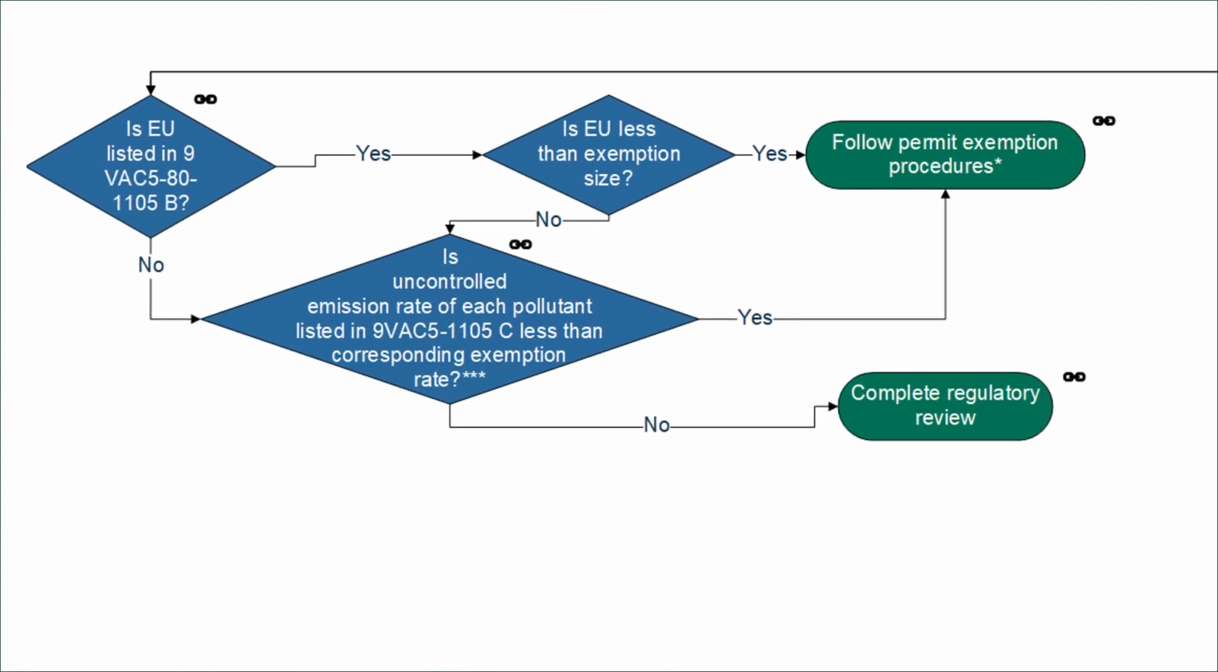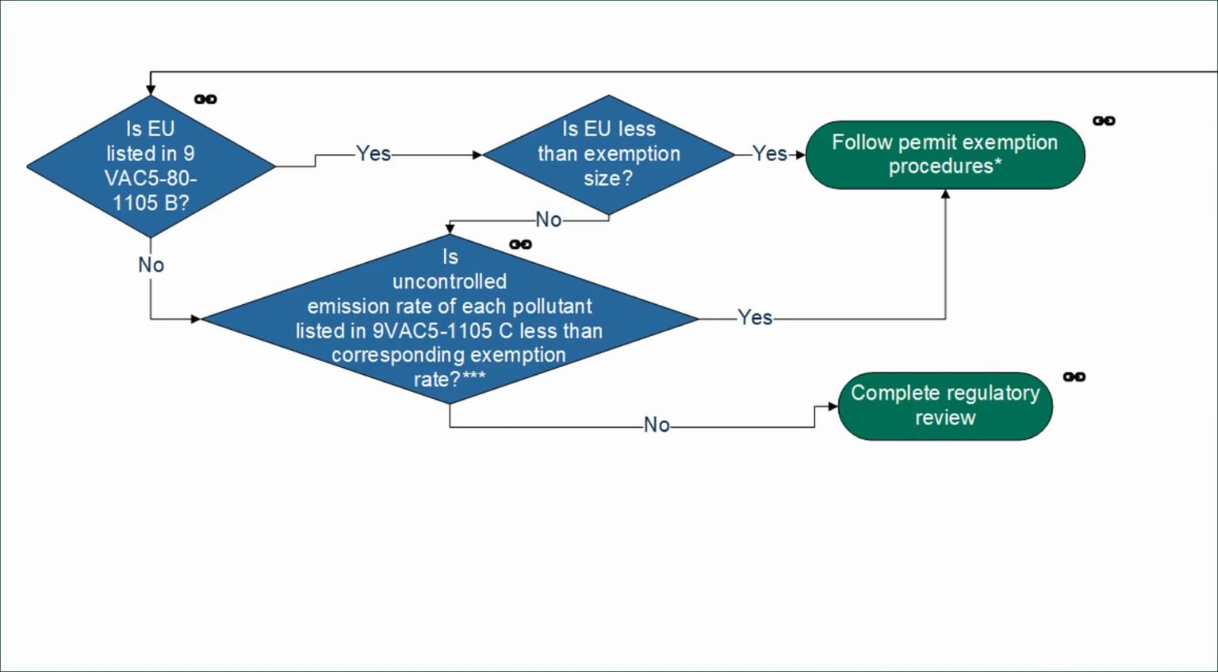All right. If a permit has not already been required for other reasons, the final step is to evaluate the criteria pollutant emissions from the new stationary source. In this part of the evaluation, any emission units that are exempt by size as specified in 9VAC 5-80-1105 B are excluded. For each criteria pollutant listed in 9VAC 5-80-1105 C, the uncontrolled emissions from any remaining units are then summed together and compared to the corresponding exemption level. If the combined emissions are greater than the exemption level for any pollutant, a permit is required and you move to the green action step of completing regulatory review.